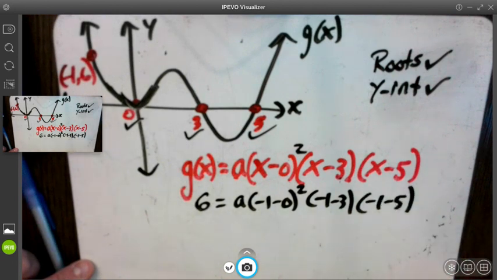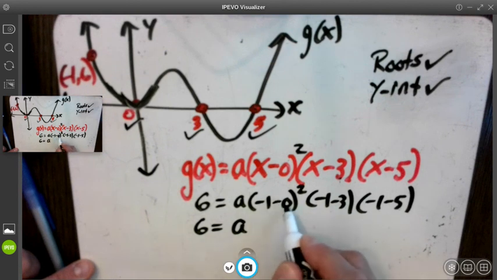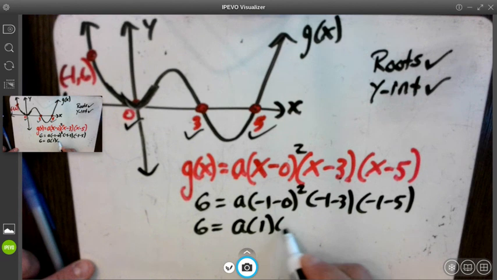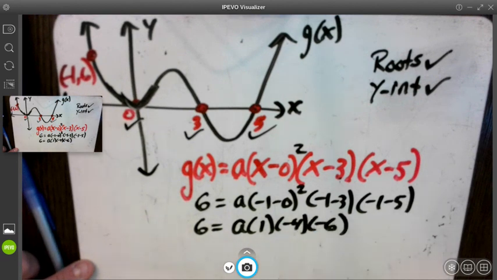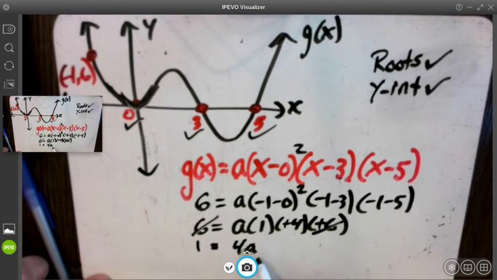All right, now we're going to do a little bit of arithmetic. I got negative 1 minus 0 is negative 1. Squared is positive 1. I've got negative 4. And I've got negative 6. So if I figure this out, we'll do a little quick math here. Negative times a negative is a positive. 6 divided by 6 is 1. So I'm basically solving this brain buster. 1 is equal to 4a. So a is a fourth.